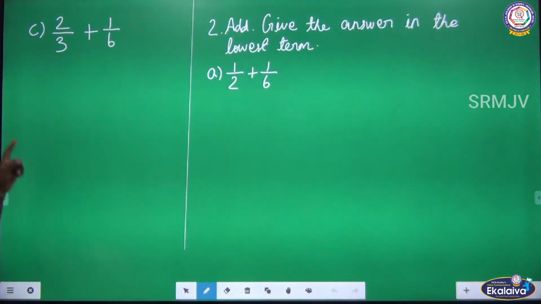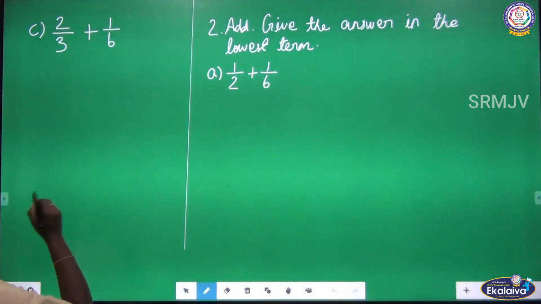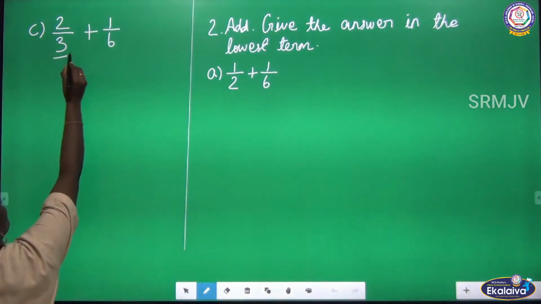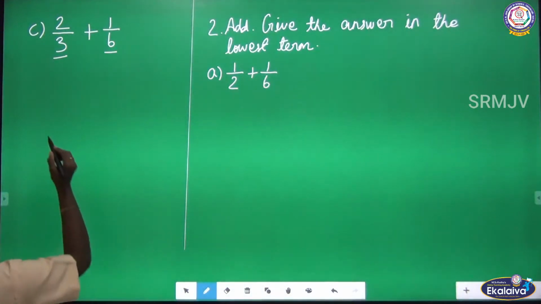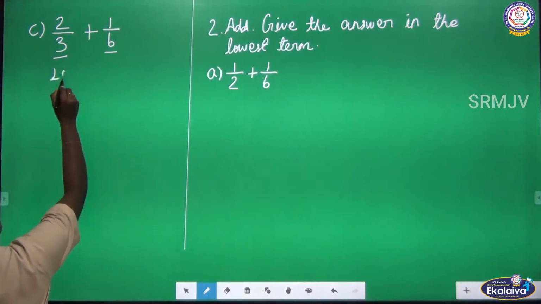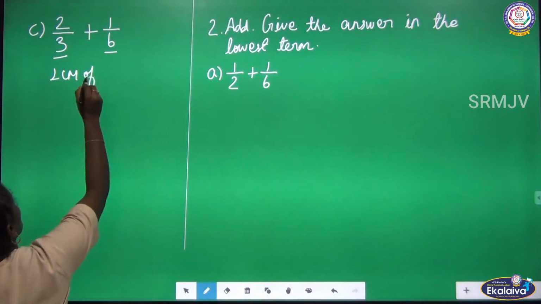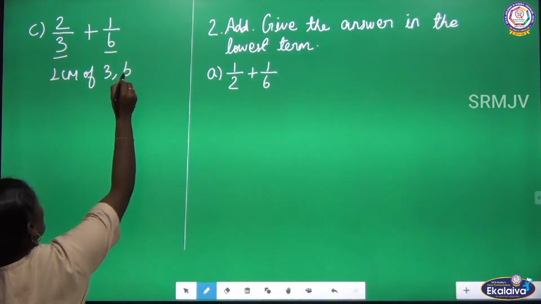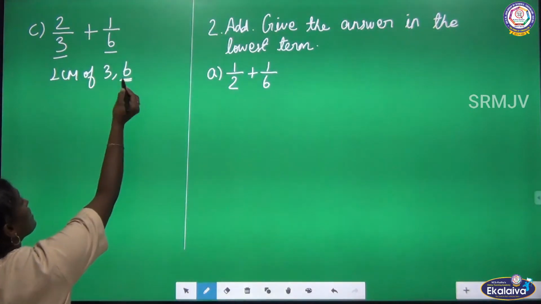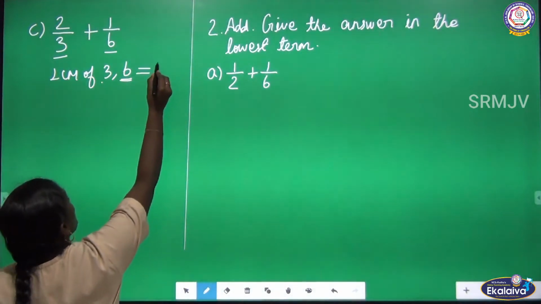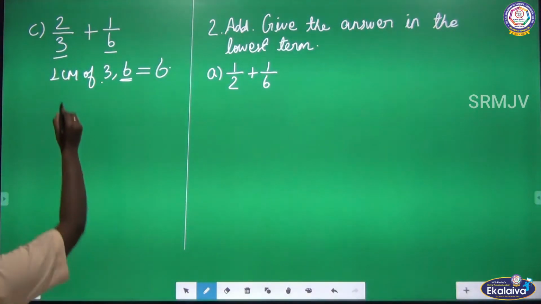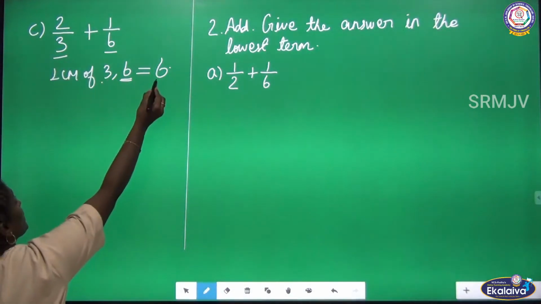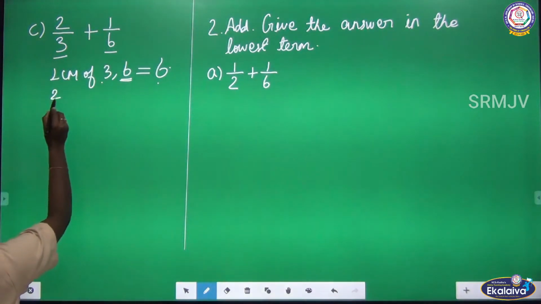The next question, 2 by 3 plus 1 by 6. Here also these two fractions are unlike fractions, so first we have to convert it into like fractions. For that we have to find the LCM of the denominator numbers 3 and 6. Here 6 is the multiple of 3, so we can take 6 as LCM. So we have to convert the first fraction with the denominator 6. So what is the first fraction?